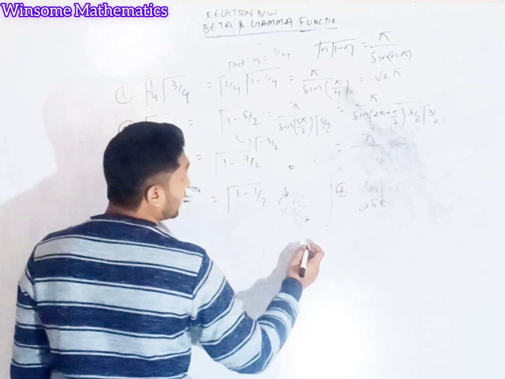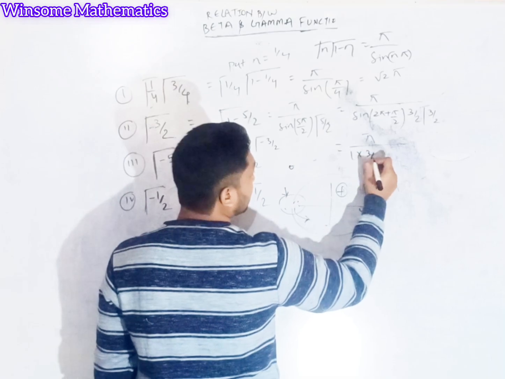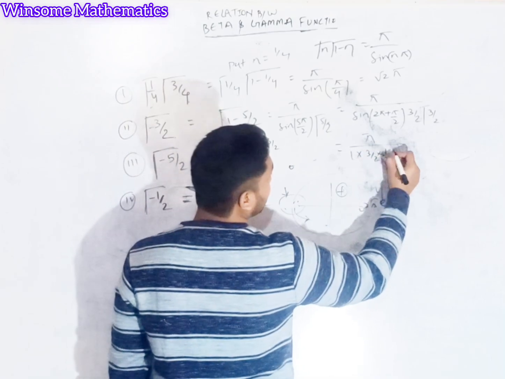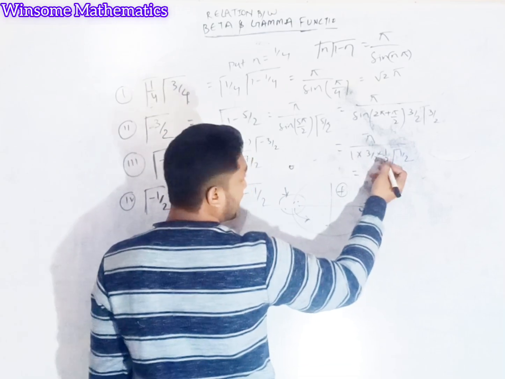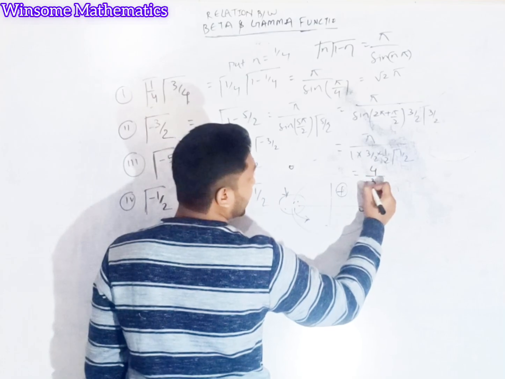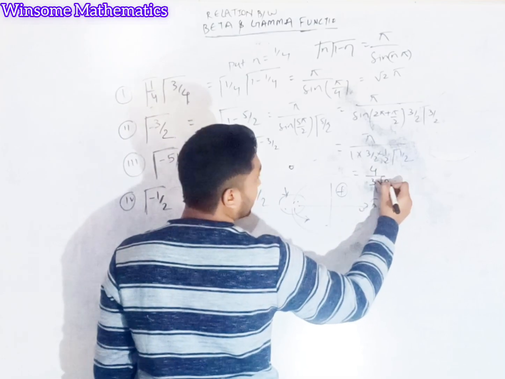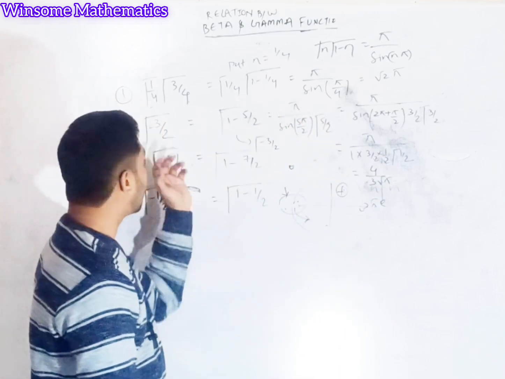So everything is positive. So simply sin pi by 2, that is 1, and 1 into 3 by 2 into 1 by 2 gamma 1 by 2. Very clear. And this 2 will go in the numerator. So this will become 4 upon 3, and this is root pi. 4 by 3 root pi. So this is the value of gamma minus 3 by 2.